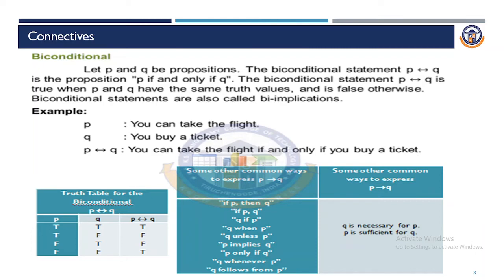P conditional Q is expressed in some other ways: if P then Q, if P comma Q, Q if P, Q when P, Q unless P, P implies Q, P only if Q, Q whenever P, Q follows from P, Q is necessary for P, P is sufficient for Q. All of these are also expressed as P conditional Q.